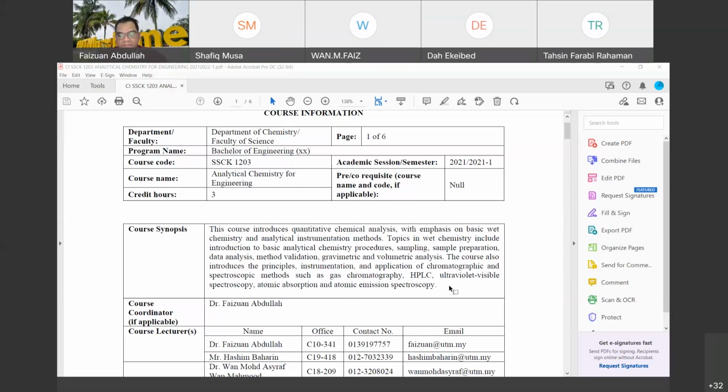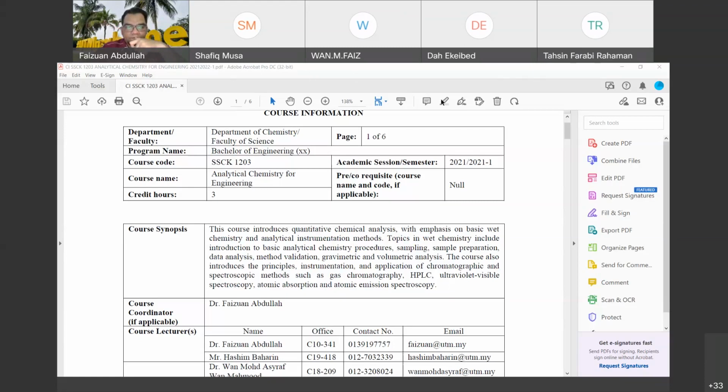All right. So basically, in this course, we will learn very comprehensively. Number one, we divide into two: quantitative analysis and qualitative analysis. In analytical chemistry, we have two types of analysis. We have qualitative analysis and also quantitative analysis. Can someone give me an idea what is qualitative and what is quantitative?